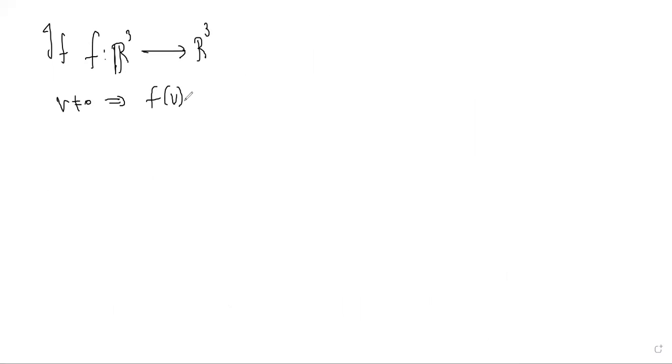The next question is actually very simple but very crucial. In fact, this should have been the first question. So let F be a function from R3 to R3, and v not equal to 0 implies f(v) not equal to 0. So we only know that non-zero things don't go to 0. That's all we know. We know that non-zero things don't go to 0.